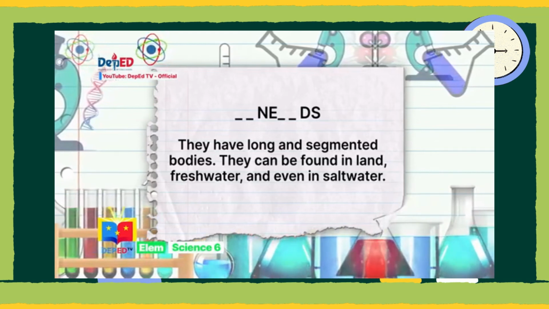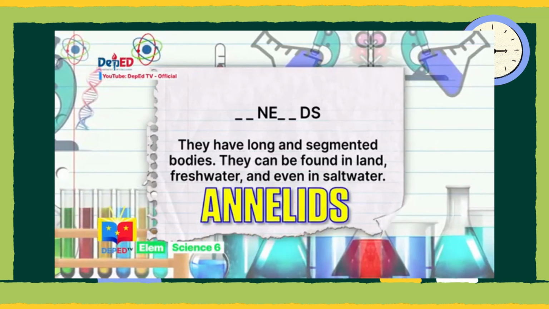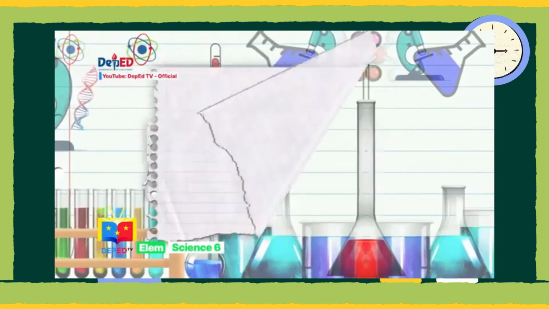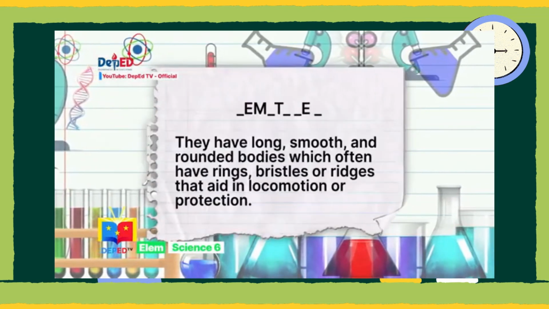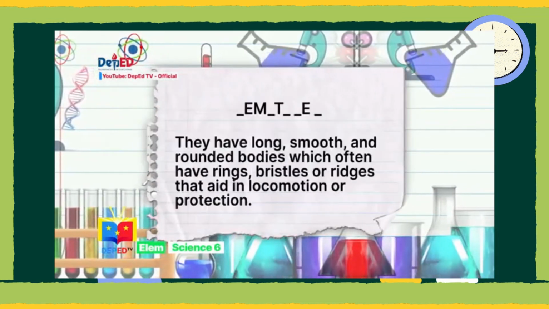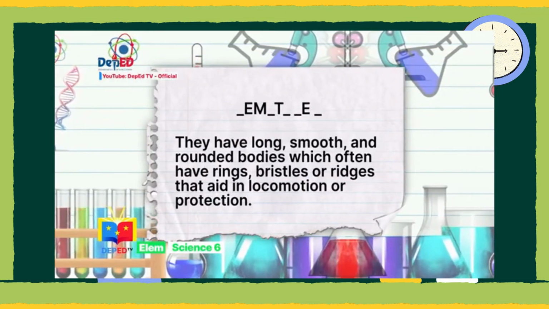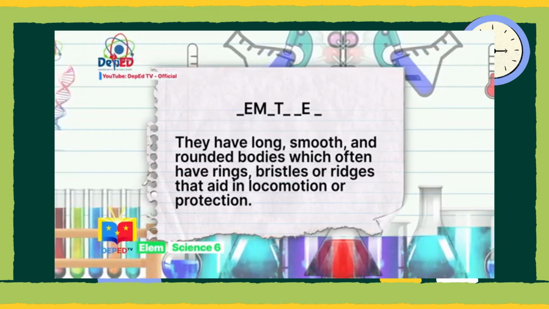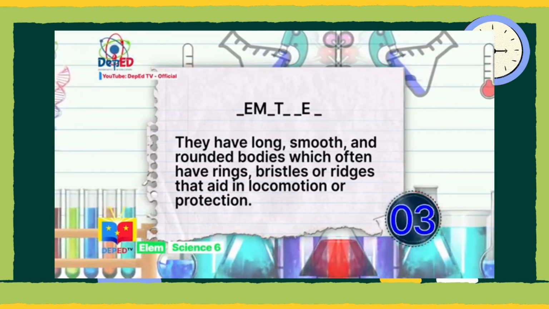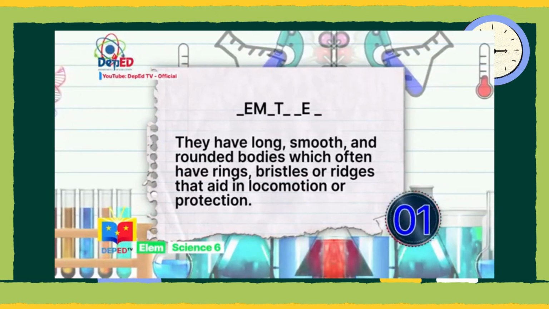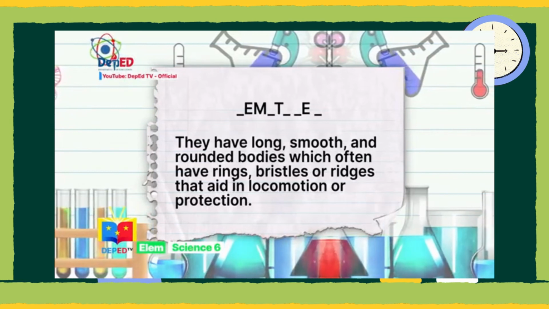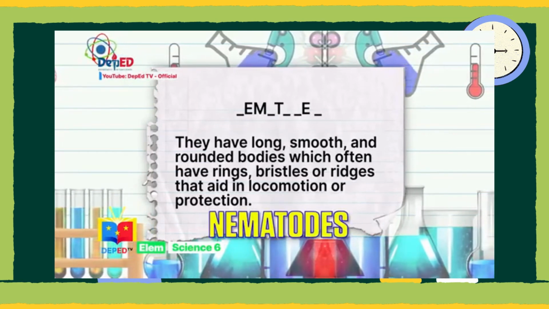That's right. The correct answer is annelids. Number 2. They have long, smooth, and rounded bodies which often have rings, bristles, or ridges that aid in locomotion or protection. Very good. The correct answer is nematodes.